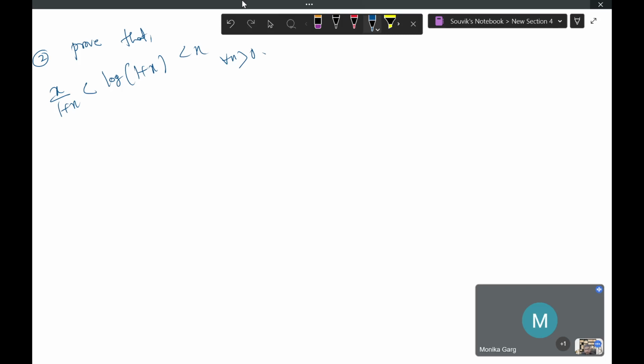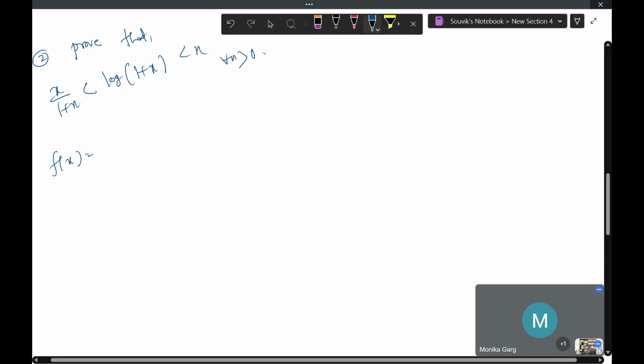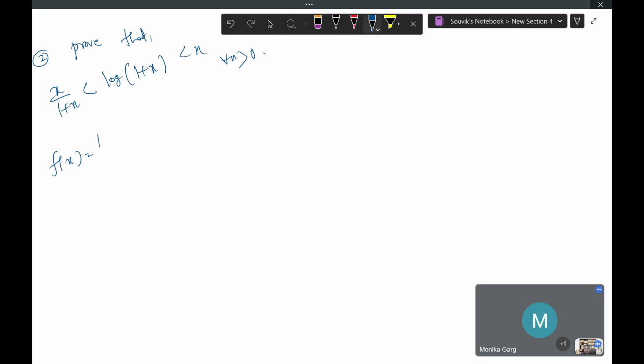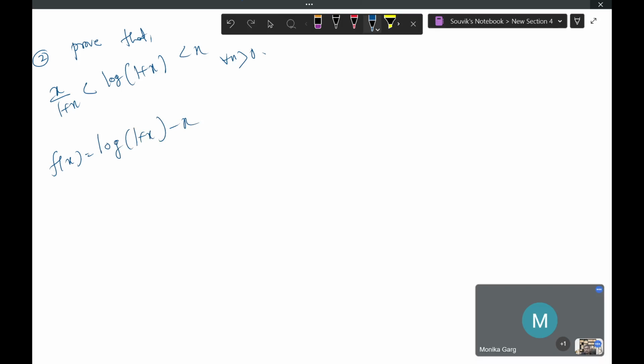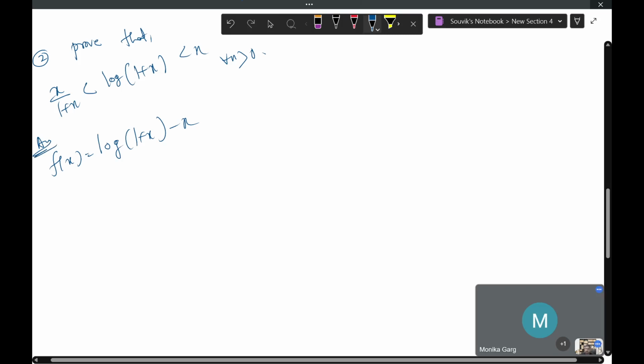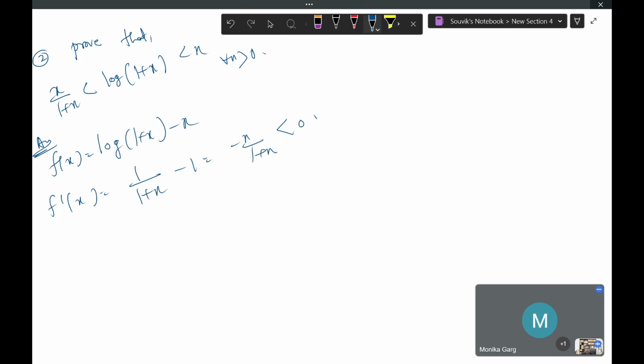We can take the function as log of 1 plus x upon x. Yeah, you are almost correct. But the easy way is to do the plus minus, that is log of 1 plus x minus x, right? Oh yeah, you're right, correct. So here we first do f dash x, which is 1 by 1 plus x minus 1, which is nothing but minus x by 1 plus x, which is less than 0 for all x greater than 0. So this implies f is a decreasing function.